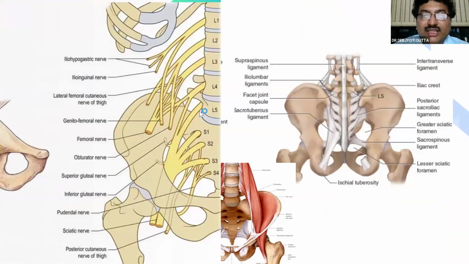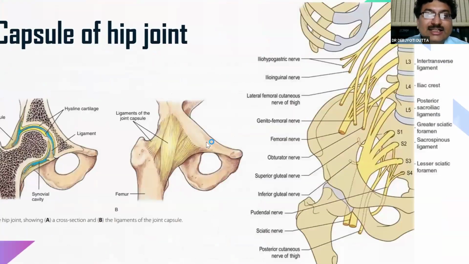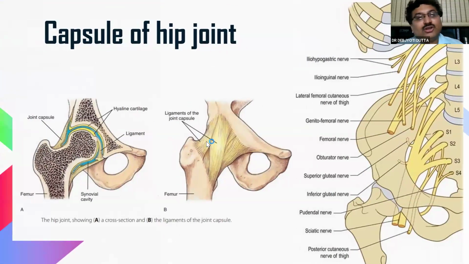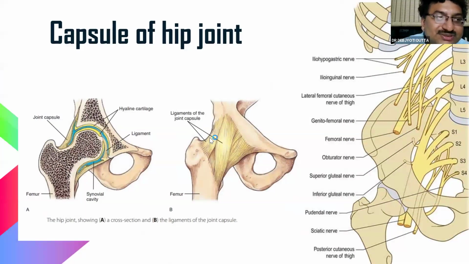Okay. Now the capsule. The capsule has a typical character. I have not gone into detail, but you have to learn about this capsule. Remember, two structures along with the bone that we have seen, the anterior and posterior: one is the labrum, the other is the capsule. Now, this capsule has a typical nature.